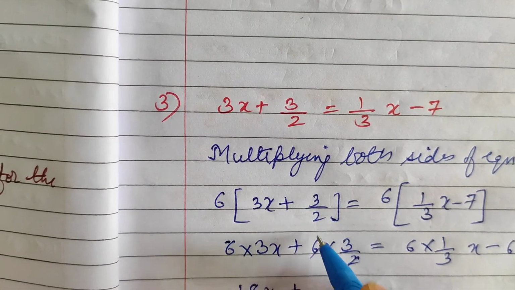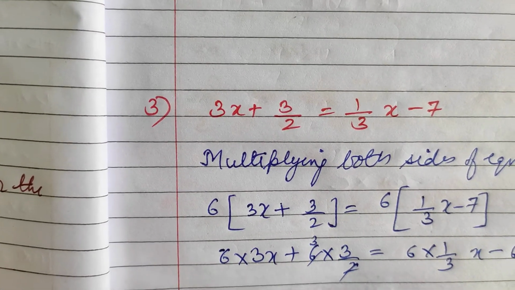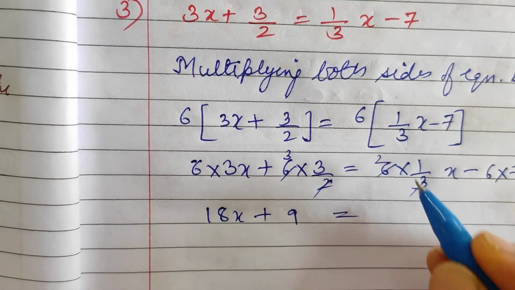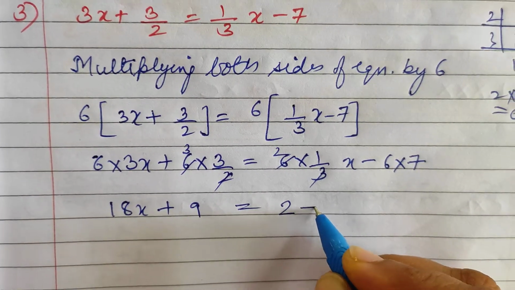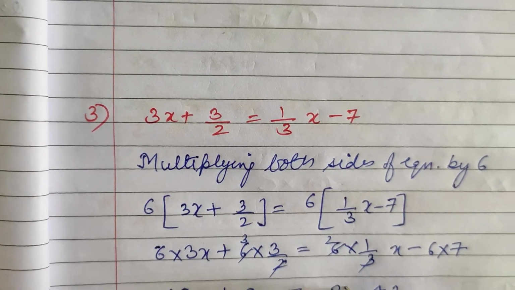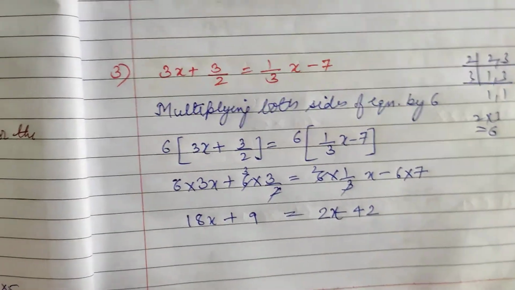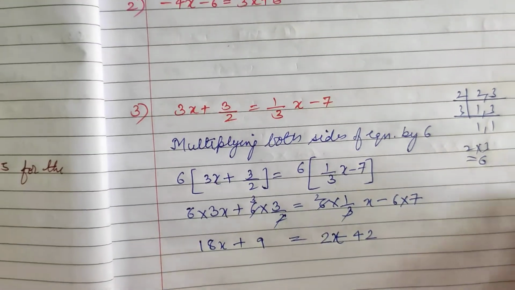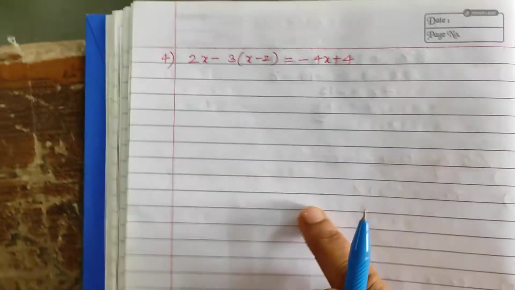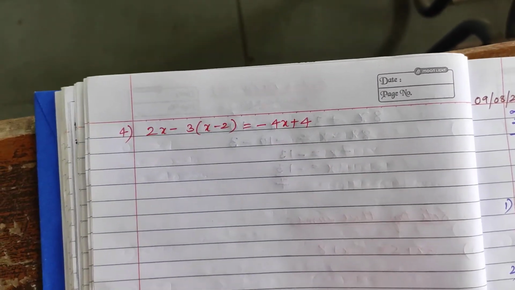So 6 3s are 18x. Here it will get cancelled. 3 3s are 9. 2 1s are 2, and minus 6 7s are 42. x is also there. In the same way, now variable on one side and constant on the other side, and you have to solve it. Similarly, question number 4 you will also be solving.